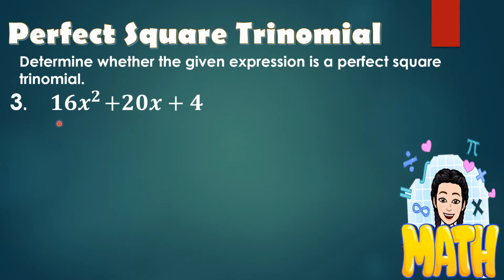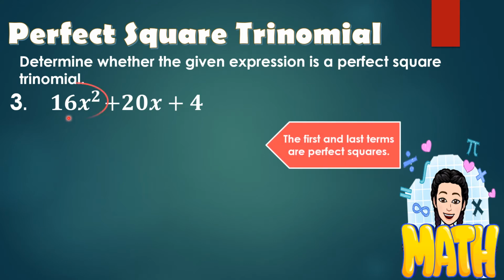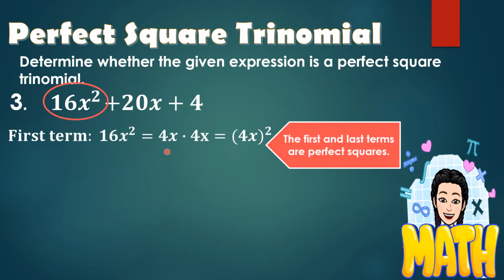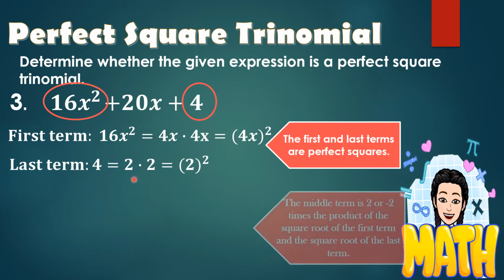For number 3, we have 16x squared plus 20x plus 4. Ano ba ang una nating gagawin upang malaman kung perfect square trinomial ang given na polynomial? Tama! I-check muna natin kung perfect squares ang ating first term at ang ating last term. Para sa first term, ito ay pwedeng i-express as 4x times 4x. So, ang square root niyan ay 4x. Para naman sa last term, yan ay pwede nating i-express as 2 times 2. So, ang square root ng 4 ay 2.